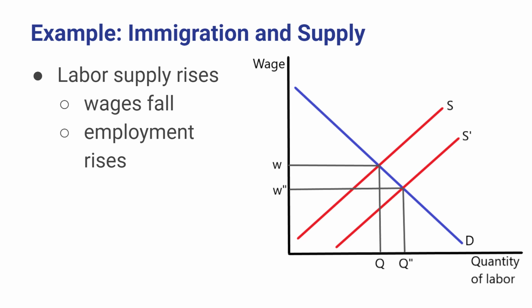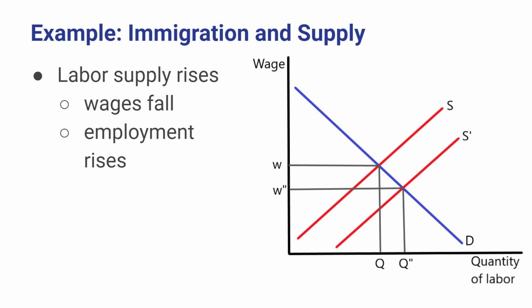Workers who are already in the country would end up having lower wages, and the increase in employment will not be as large as the increase in the number of workers. So some workers that were already working could lose their jobs to immigrant workers if the supply of labor increases. So we end up with lower wages for all workers if this is the only thing that happens.